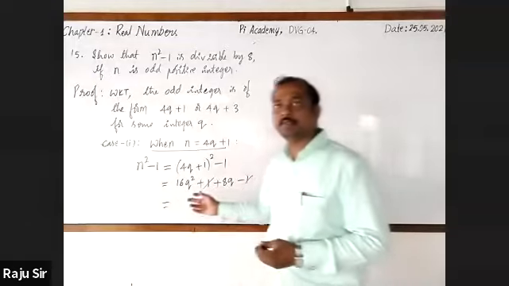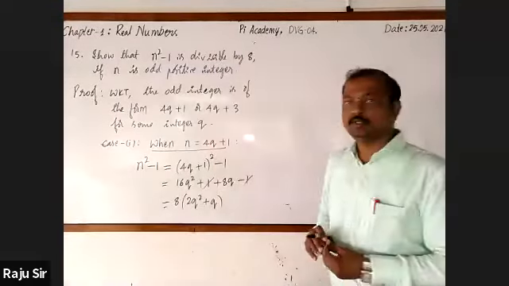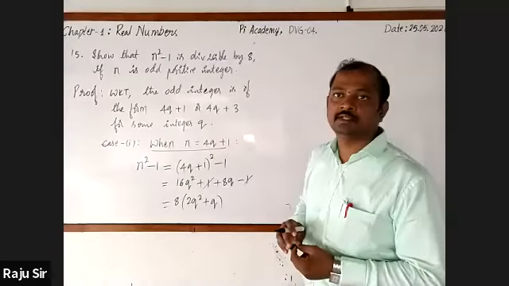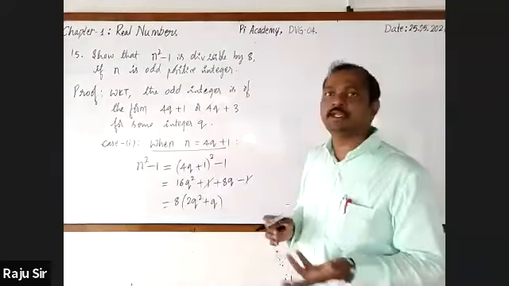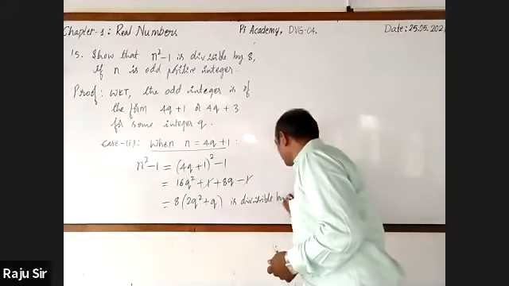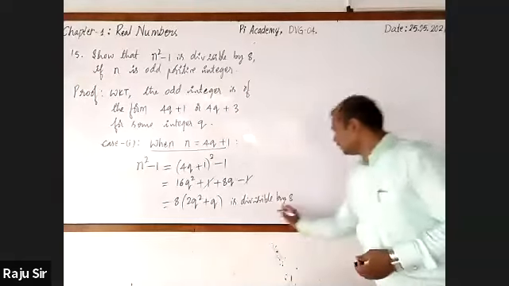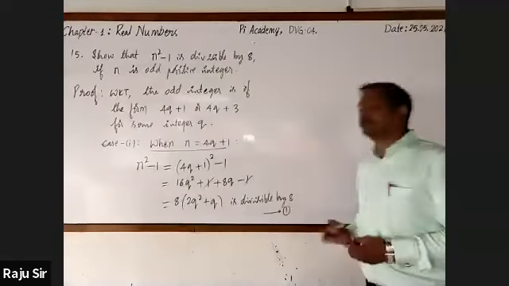How do you write this? 8 is common. 8 into (2q square plus q). It is a multiple of 8. If it is a multiple of 8, then it is divisible by 8. So we can write it is divisible by 8. So you may call this statement 1.